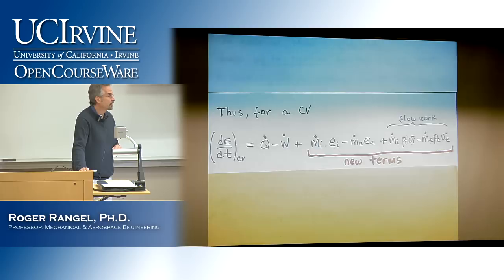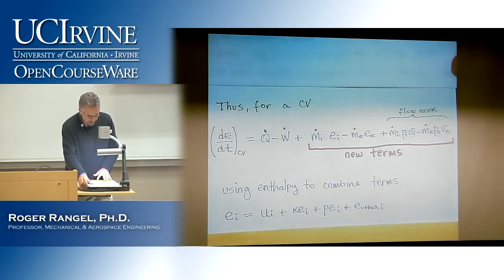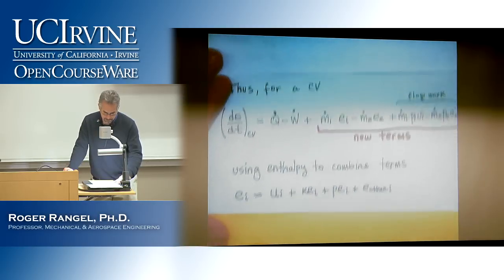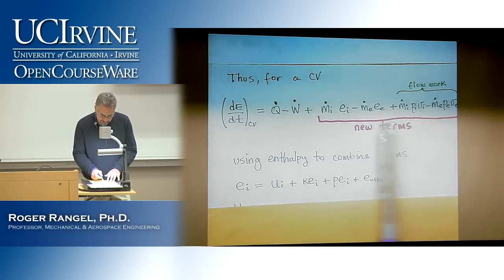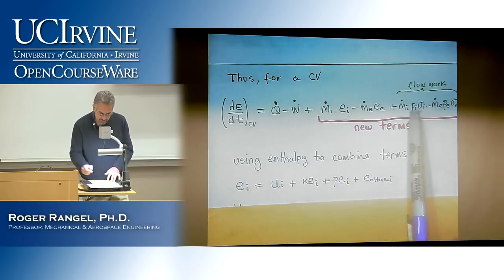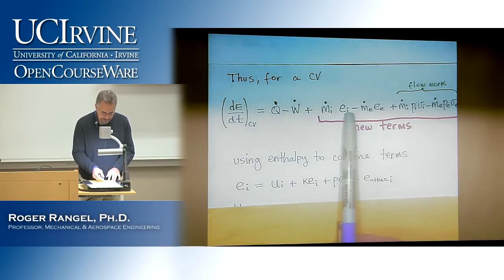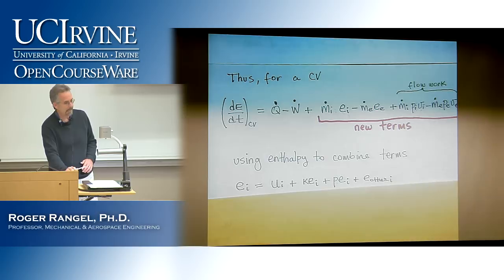Now, this can be simplified a little bit. How do we do it? Well, you remember enthalpy. So let's use the definition of enthalpy to combine some of the terms. See, for example, what you have here. You have m dot i e sub i, and then over here you have plus m dot i P sub i V sub i. I'm going to combine those two together by first remembering that this lowercase e is total energy per unit mass, and it's made up of internal, kinetic, potential, and anything else that that mass may have.